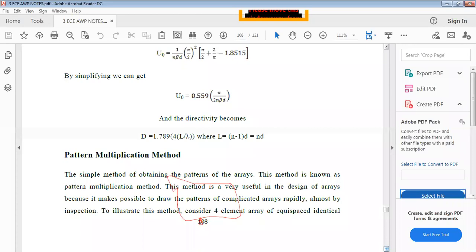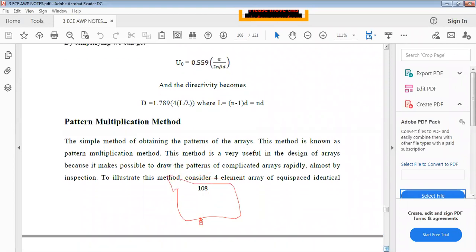This is a very simple method of obtaining the patterns of the array. This method is known as the pattern multiplication method. It is very useful in the design of arrays because it makes it possible to draw the patterns of complicated arrays, almost by just inspection. To illustrate this method, consider a 4-element array, with all 4 elements equally spaced. This is a very important question in the final examination also.